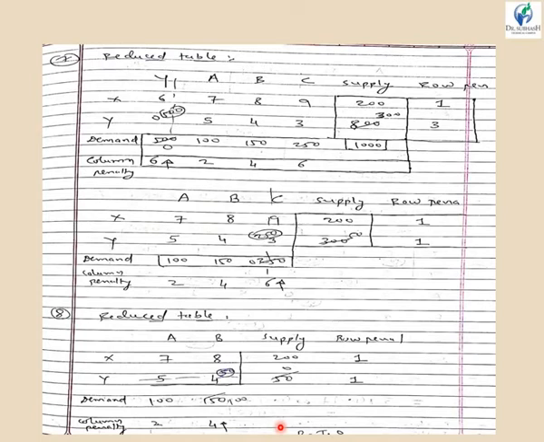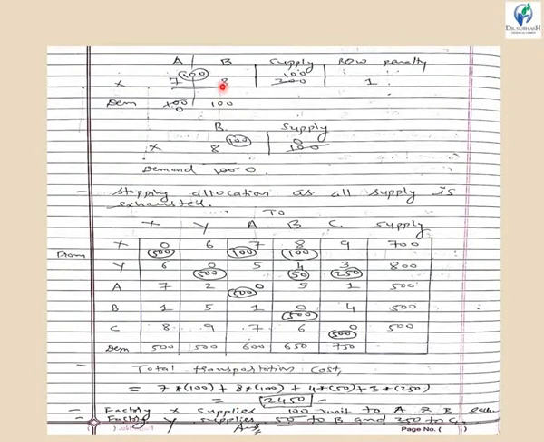Now in that particular column, the lowest cost cell is this 4. So among 50 and 100, the minimum value is 50, so I have allocated 50 over here. So you can see the supply capacity is exhausted and it becomes 0. So here now it will be 50. Moving to the next step.